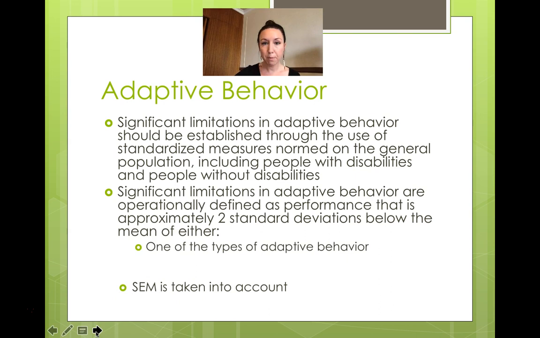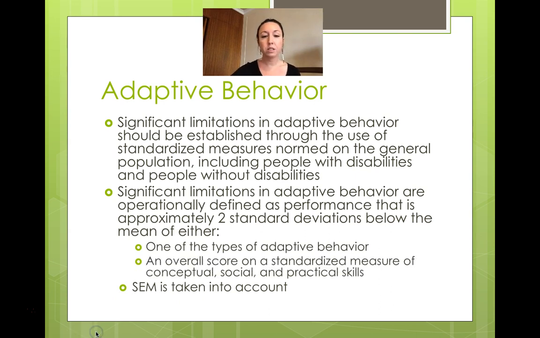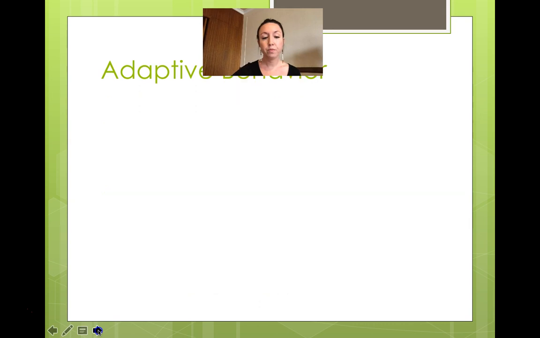So one of the types of adaptive behavior, so those conceptual, social, or practical domains, or an overall score. When you take an adaptive measure, you'll also get a general adaptive composite, usually on a standardized measure of conceptual, social, or practical skills. And just like with IQ, the standard error of measure needs to be taken into account.